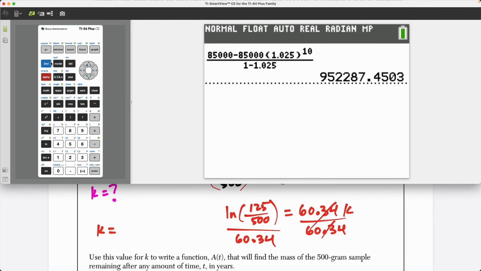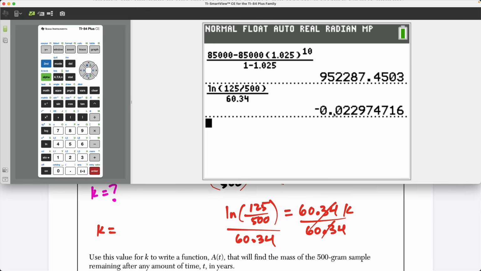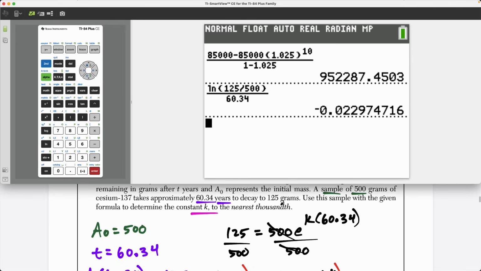I'm going to press alpha y equals enter again just to pull up a fraction. We have the natural log of 125 divided by 500, and then underneath, we're dividing by 60.34. So we press enter, and we're going to get this for our k value. They said to round to the nearest thousandth, so we would have negative 0.023. Okay, that's going to be our k value.